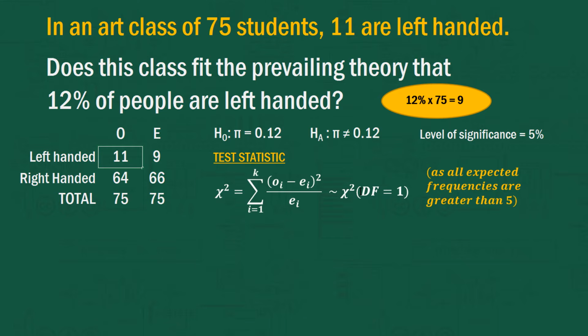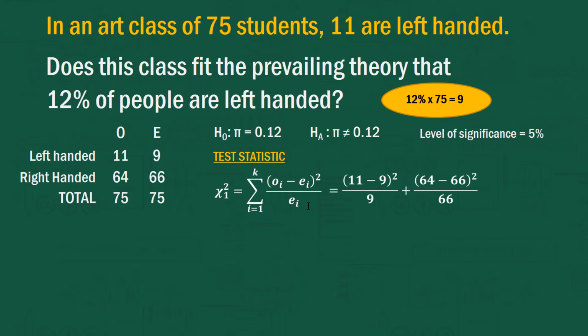But let's move on. So we can then use this knowing that there's 1 degree of freedom. So I've put here that little subscript 1 now to show that there's 1 degree of freedom. And we can use this formula where we take each of the observed values, subtract the expected value, and then square it. So 11 minus 9, all squared, divided by the expected value, which is 9. And then we add to that the 64 minus 66 all squared, divided by the expected value of right-handed people in the sample, which is 66.